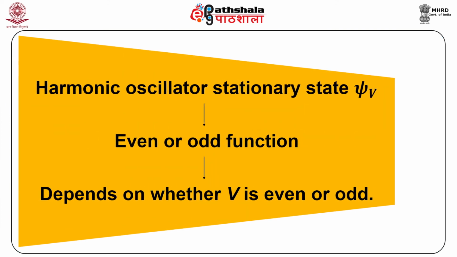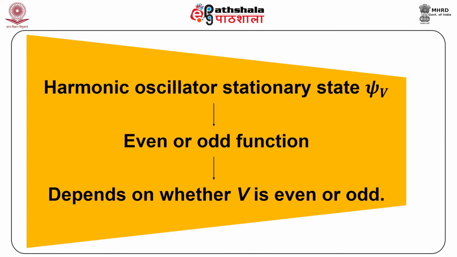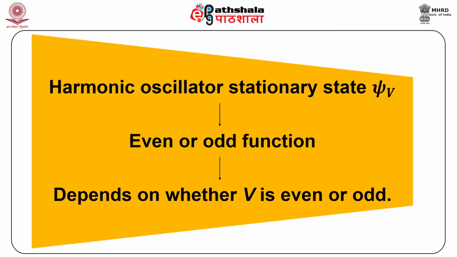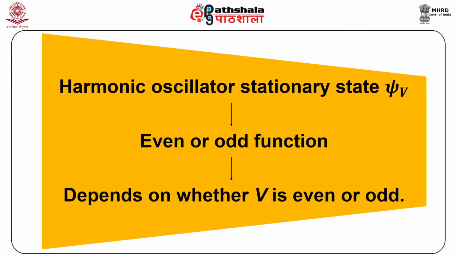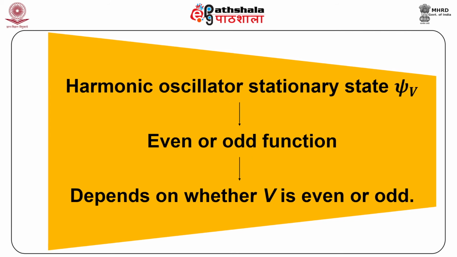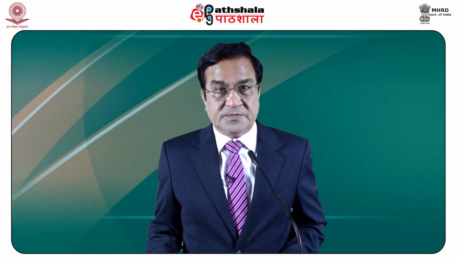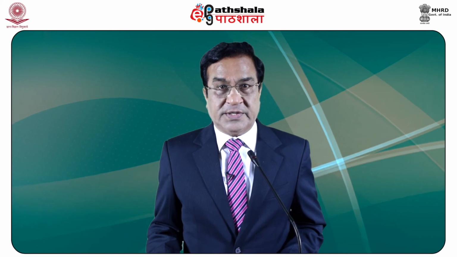So Hermite functions are even for even values of v and odd for odd values of v. Therefore, what does it mean? It means that for a harmonic oscillator, the psi v state will be even or odd depending upon the value of v. For even values of v, vibrational wave functions will be even, while for odd values of v, vibrational wave functions will be odd. This is very, very important.